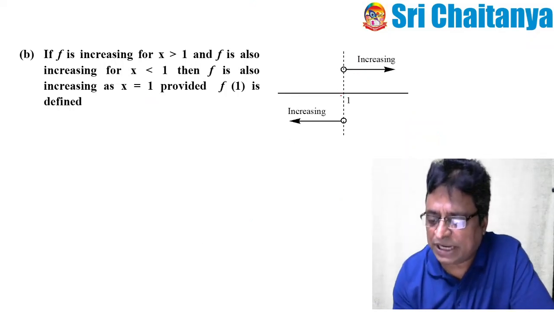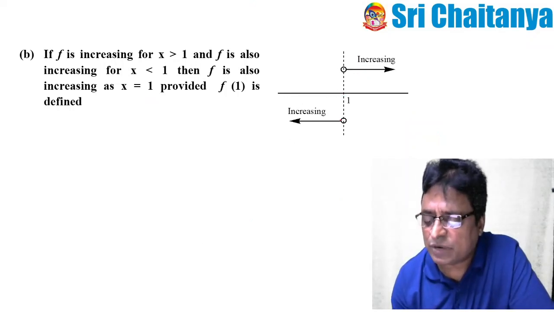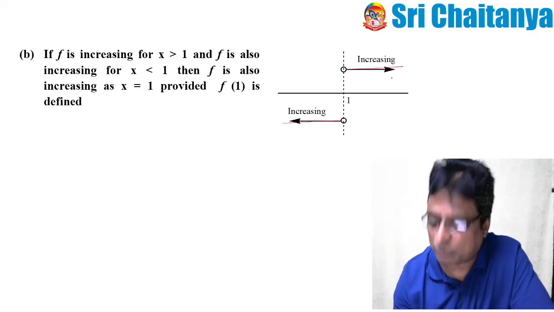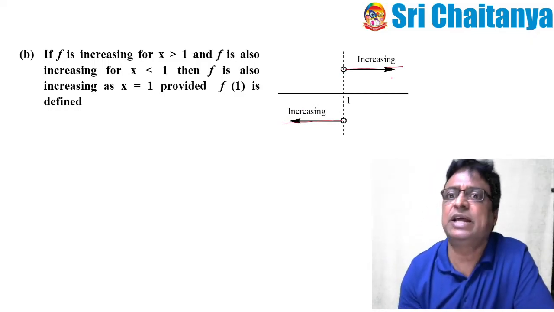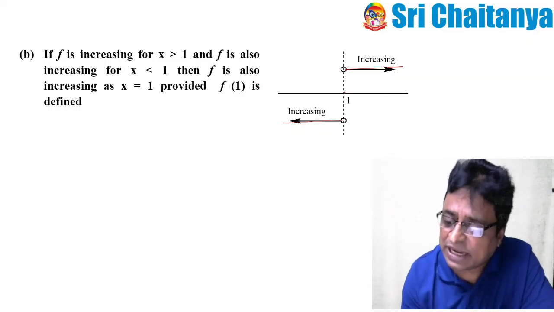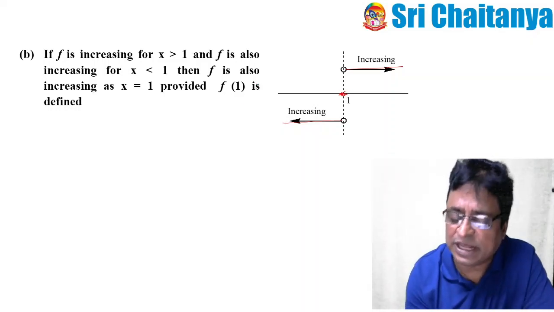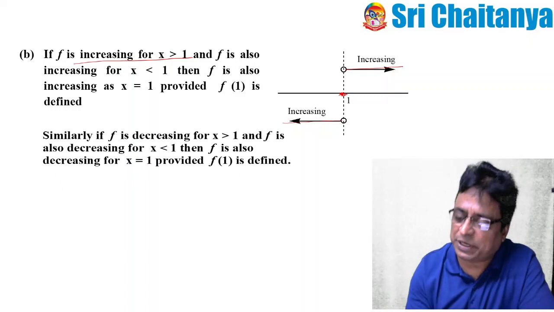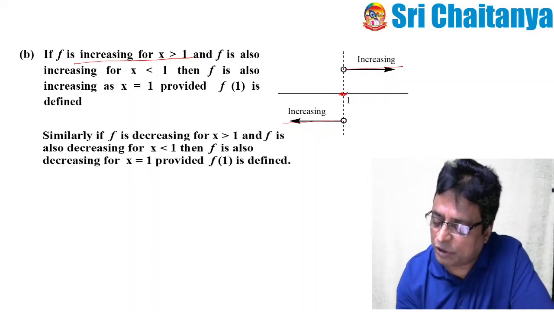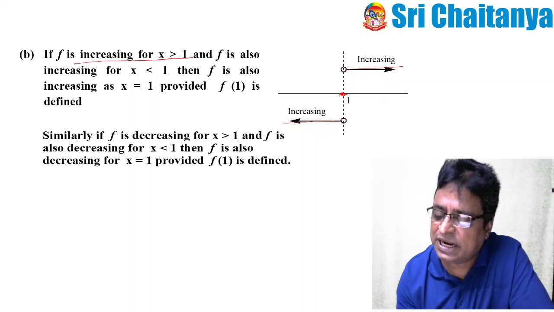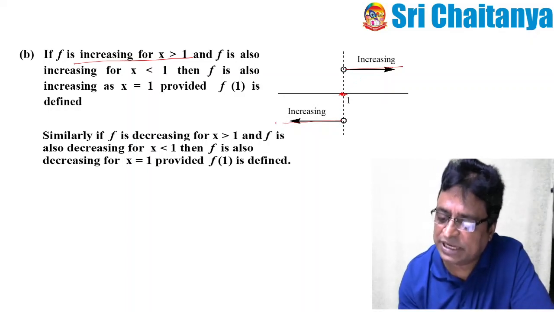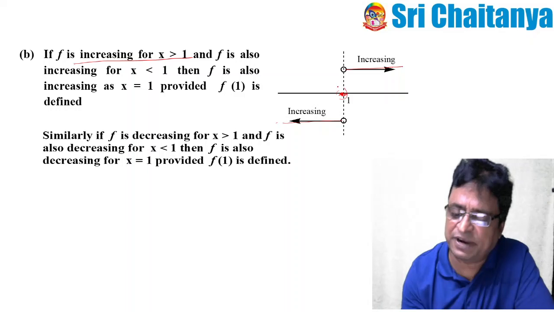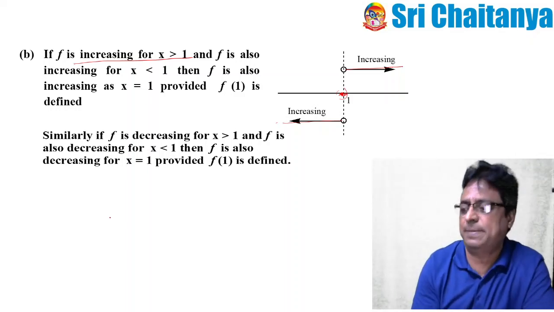Now, coming to here, observe the graph. Suppose until this particular point, to the left of 1, your curve is increasing. Even to the right of 1, your curve is again increasing. If that kind of thing exists, and moreover at x equal to 1 your function is defined, then your function is increasing at x equal to 1. So at a particular point, if your curve is increasing on both sides of that point, and at that point the function is defined, then we can say that the curve is increasing.